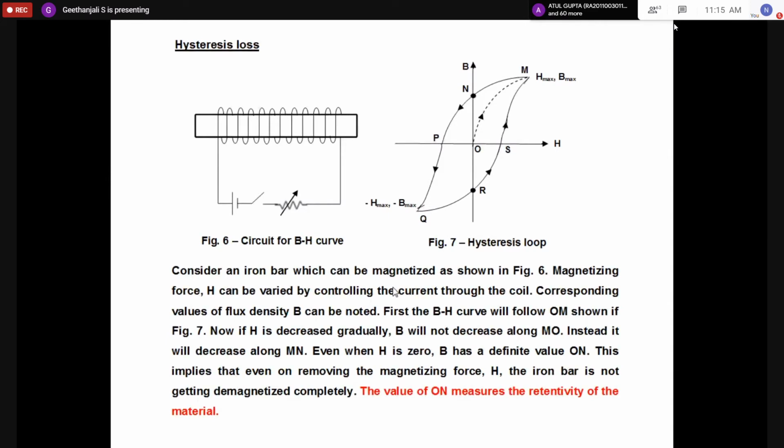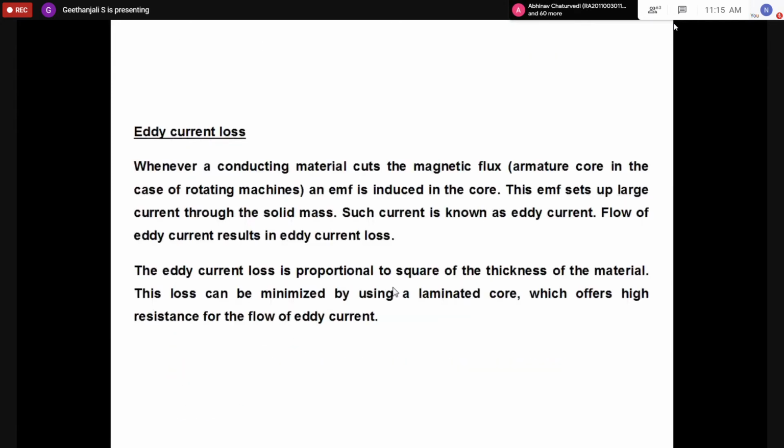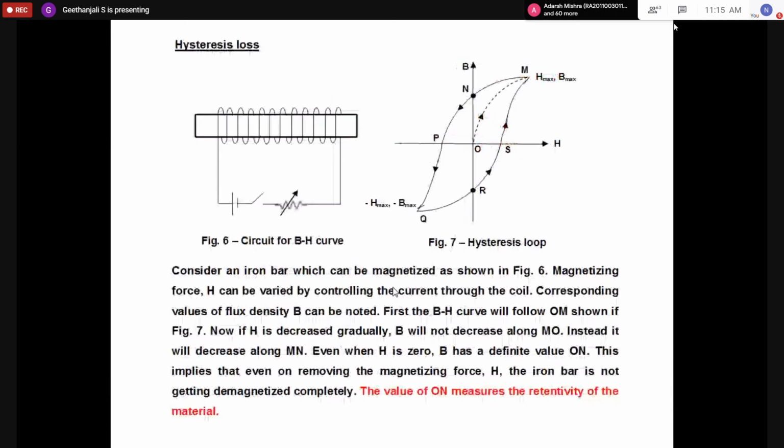See, there are two losses in the magnetic circuit. One is hysteresis loss, another one is eddy current loss. First, we will discuss the hysteresis loss. Is my voice clear? Yes, ma'am. Okay. This is the second diagram.